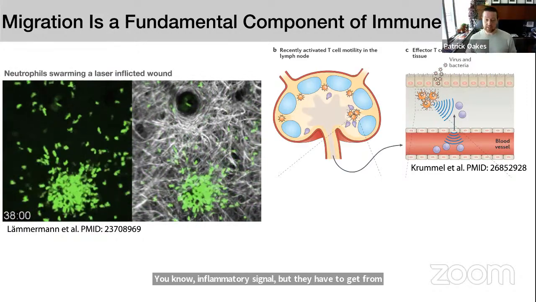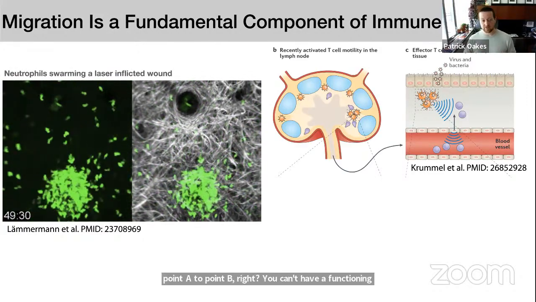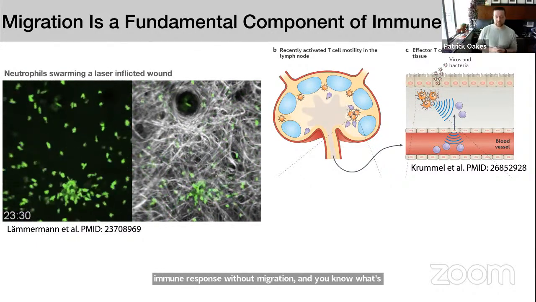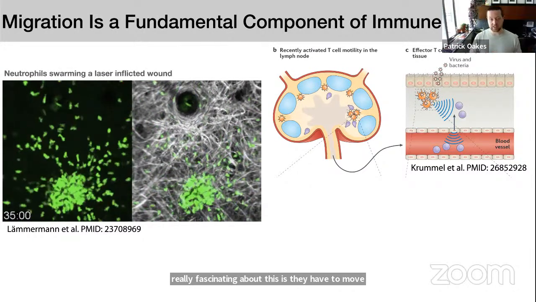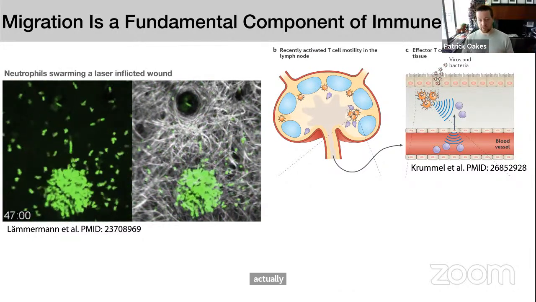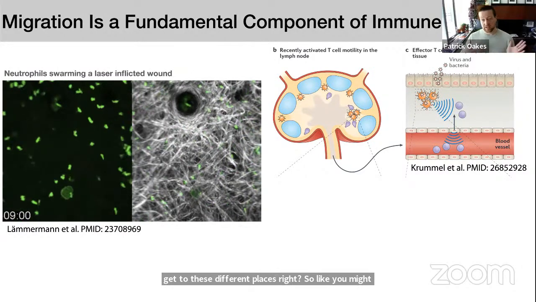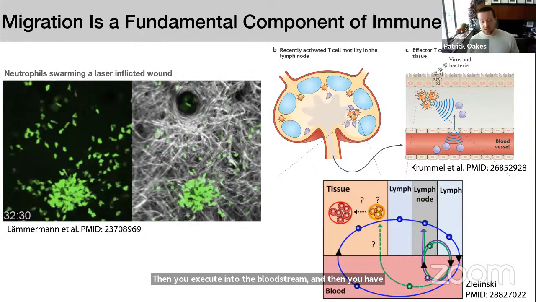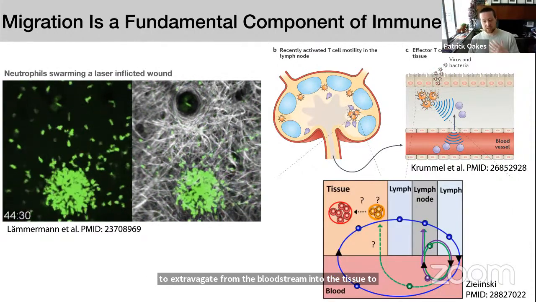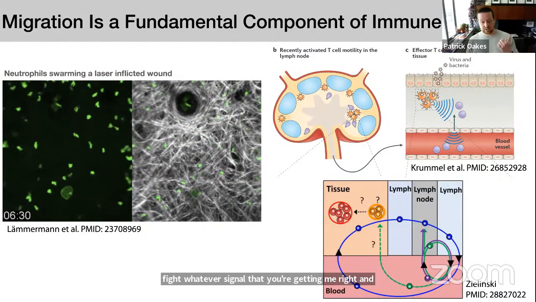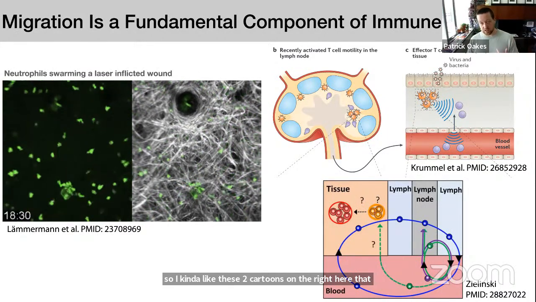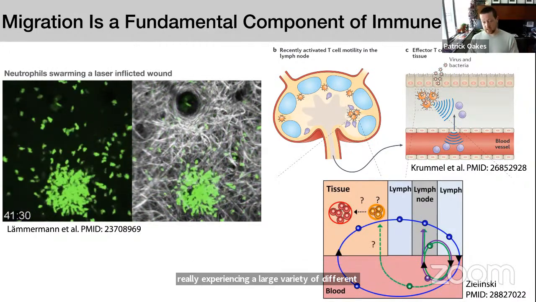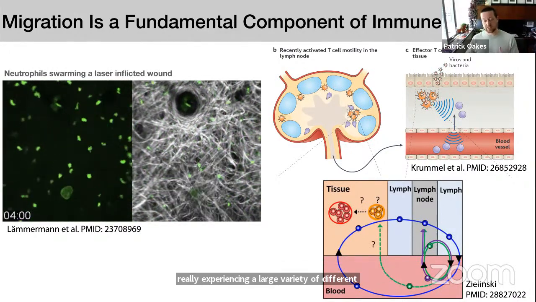And what's really fascinating about this is they have to move through a variety of different environments and compositions of different proteins and signaling to actually get to these different places, right? So you might be inside the lymph node where you have to interact in various places, then you exit into the bloodstream, and then you have to extravasate from the bloodstream into the tissue to fight whatever signal you're getting there, right? And so I like these two cartoons on the right here that really describe how these immune cells are experiencing a large variety of different environments, both biochemically and physically, all the time, right? And so they're constantly moving back and forth through these things, and they have to get from one side to the other.